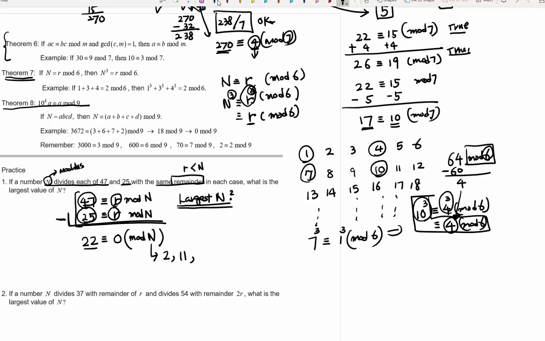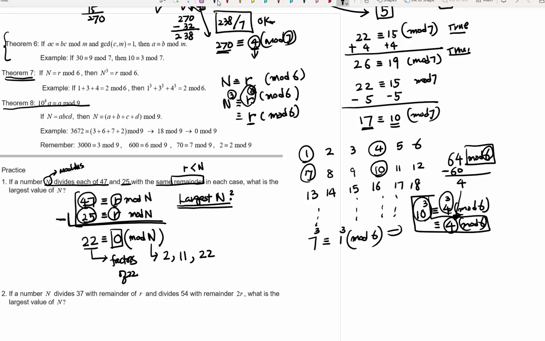The factors of 22, except the one, is the value of n. So it can be 2 or 11 or by itself, 22, right? So you can see 22 divided by 2, remainder is 0. That's the meaning.